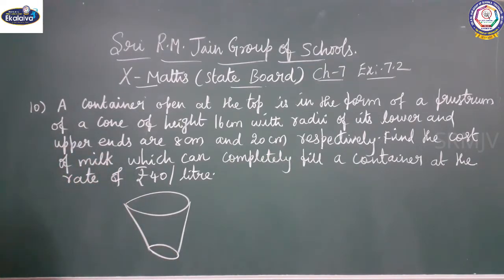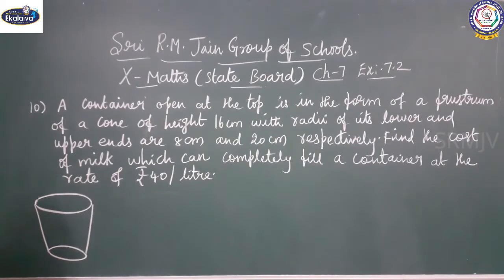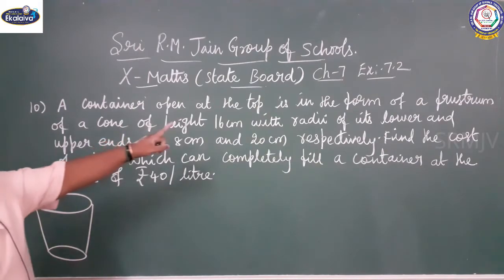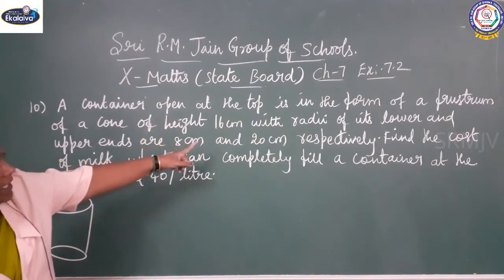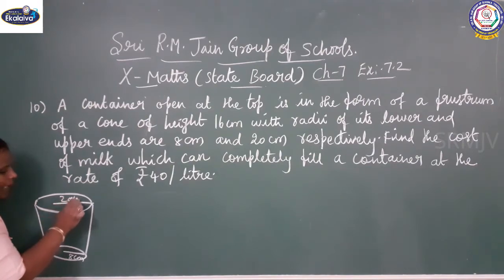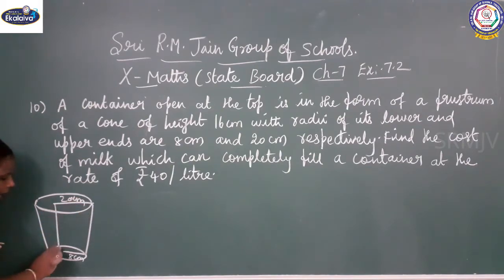Open at the top. See the outer radius. It is in the form of a frustum, height 16 centimeter, with radii of its lower and upper end 8 centimeter and 20 centimeter. Lower end is 8 centimeter and upper end is 20 centimeter. Height is nothing but 16 centimeter.